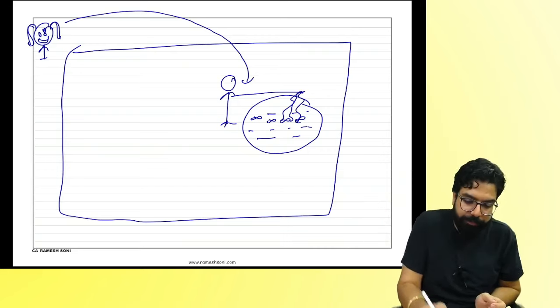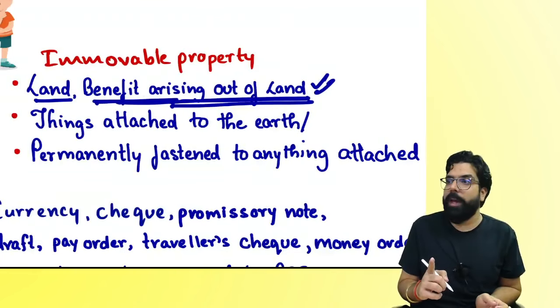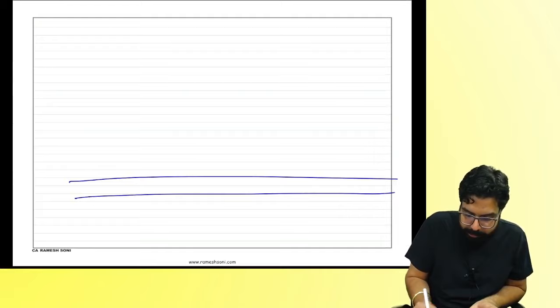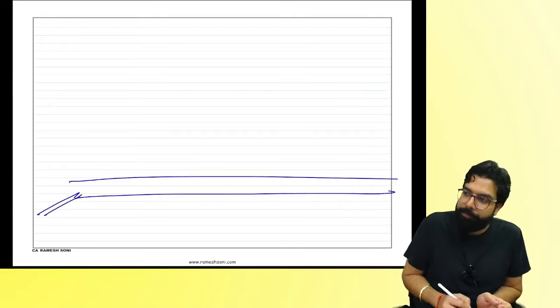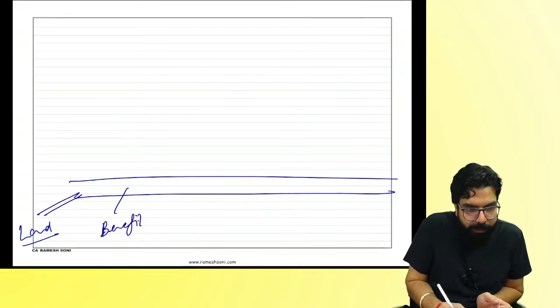Let's move to the third one. People, clear? Sharp? Can I go ahead? Next. Things attached to the earth. Chalo, I'll go ahead and talk about things attached. For example, this is land over here. Land, movable or immovable? Louder. Benefit out of land, movable or immovable?